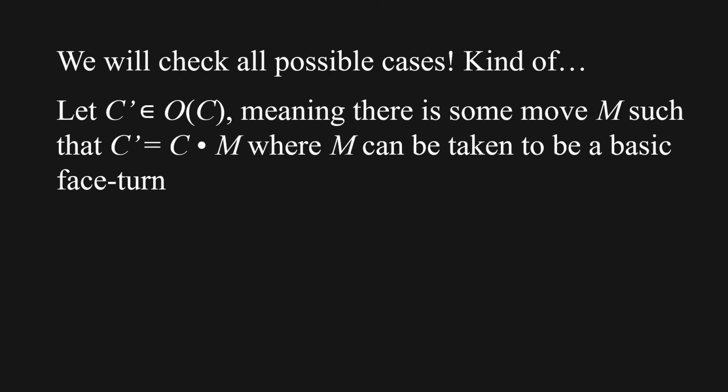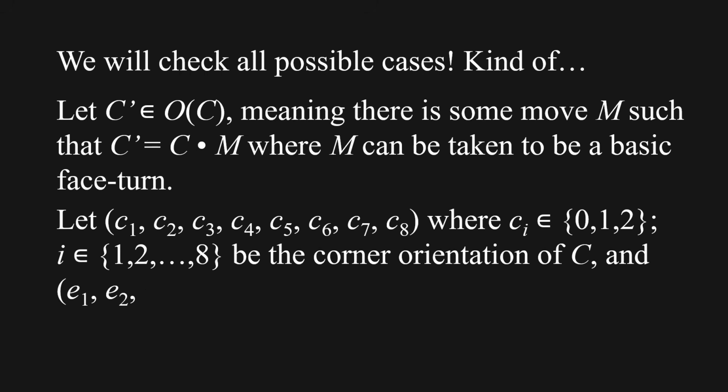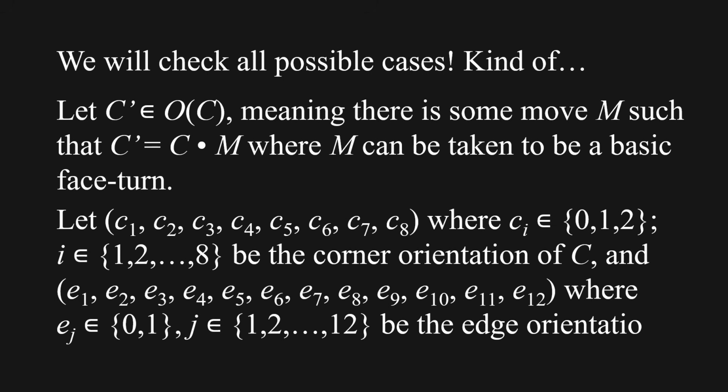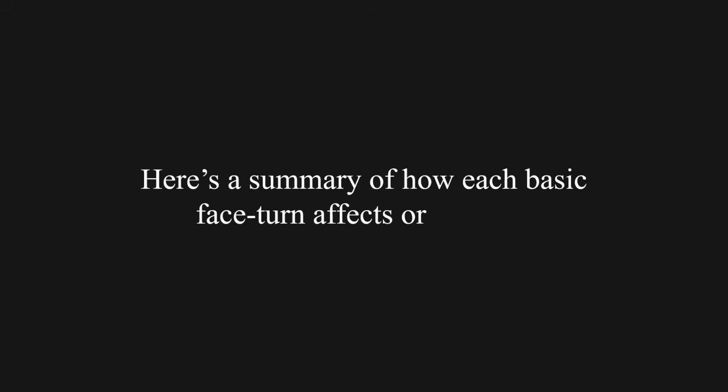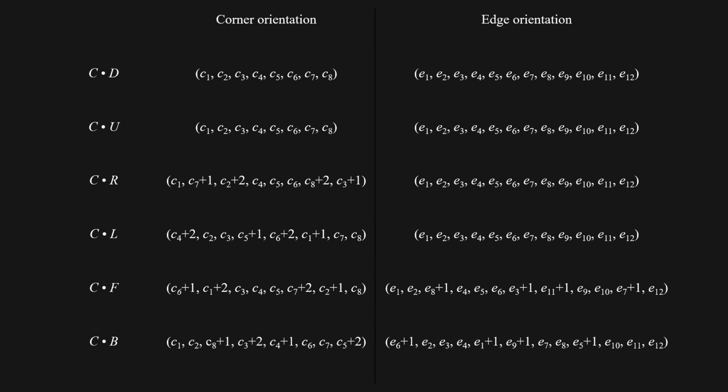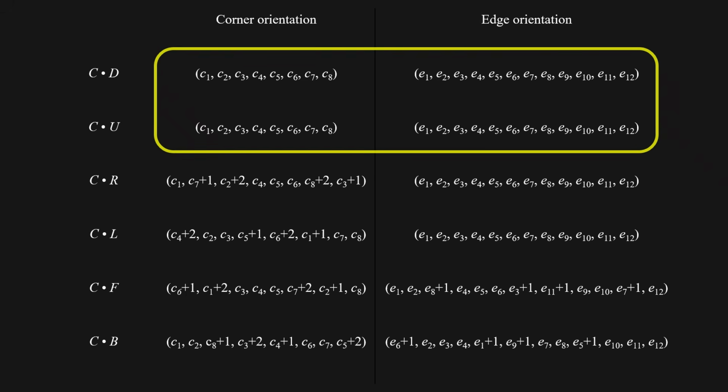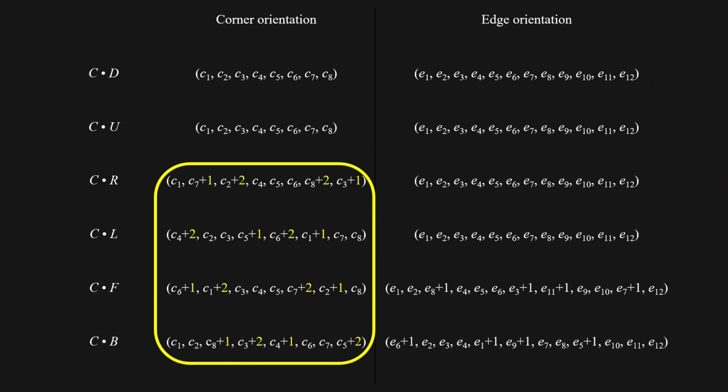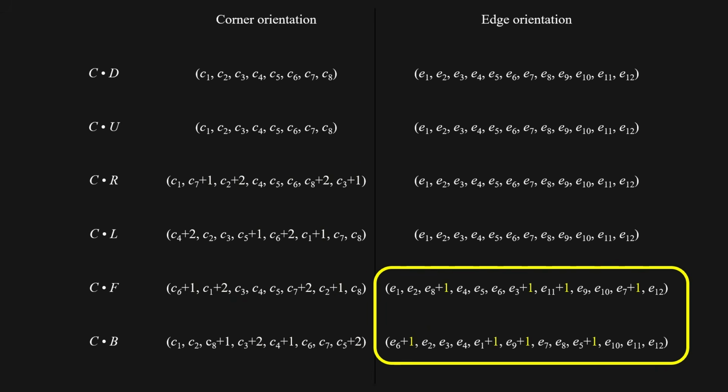orbit, with C' being equal to C circle M, where M is a basic face turn. M can be any move, but checking for basic face turn suffices. Let C1 through C8 be the corner orientation of C, and E1 through E12 be the edge orientation of C. We'll summarize how each face turn affects the orientation of C in the following table. You can see for example that the U and D turns do not change the orientation of any piece, which can be confirmed visually. In the case where an orientation change occurs, you can check that the contribution is always equal to 6 for the corners, which is congruent to 0 modulo 3, and equal to 4 for the edges, which is 0 modulo 2.